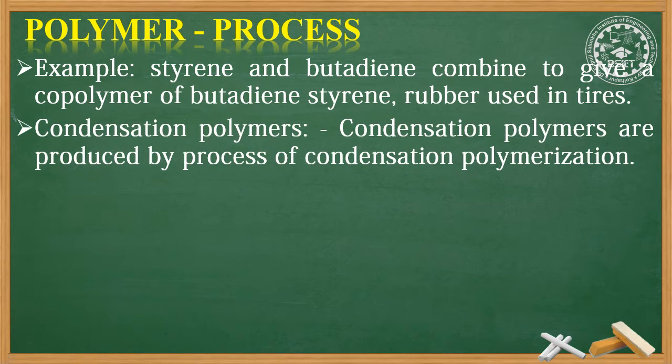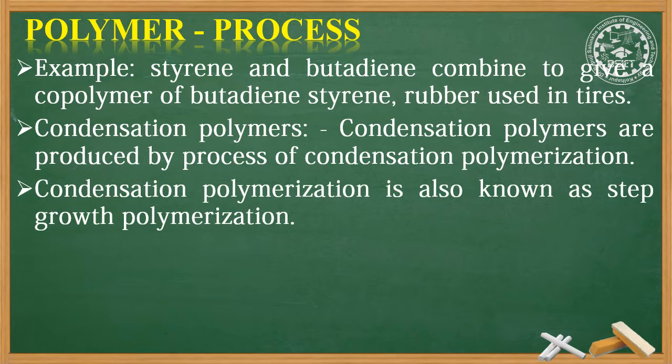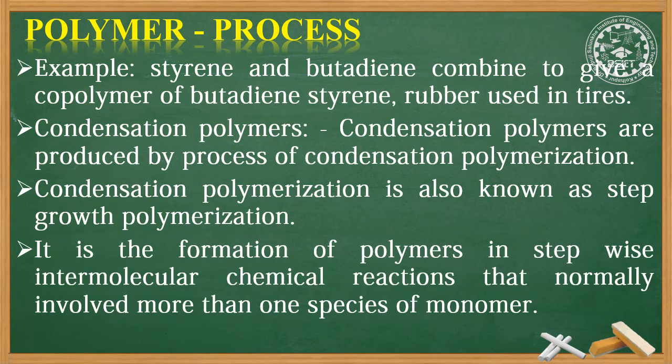Then we have condensation polymers. Condensation polymers are produced by the process of condensation polymerization. Condensation polymerization is also known as step growth polymerization. So that is not in our syllabus, so we will not go much deep into that. It is the formation of polymers in stepwise intermolecular chemical reactions that normally involve more than one species of monomers.